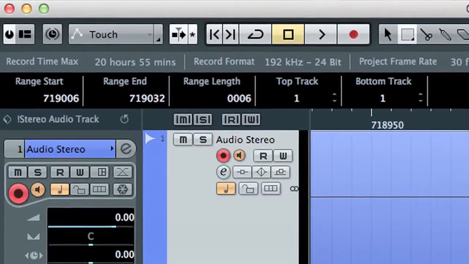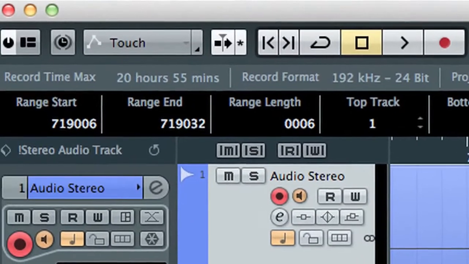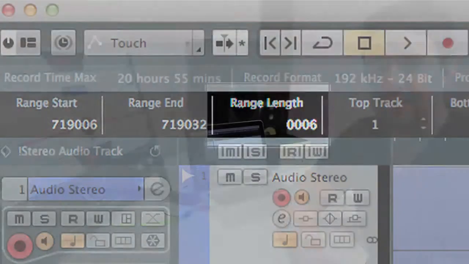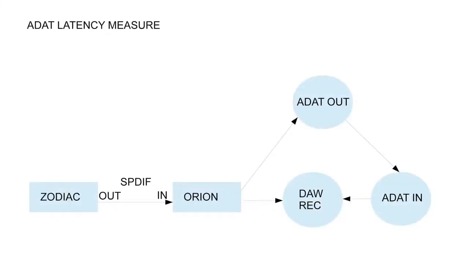So looking at the waveform, we can see the MADI in-out latency is 6 samples. Moving on now, let's take a look at the ADAT in-out latency in samples. Like before, we'll send our impulse through and compare the signals.